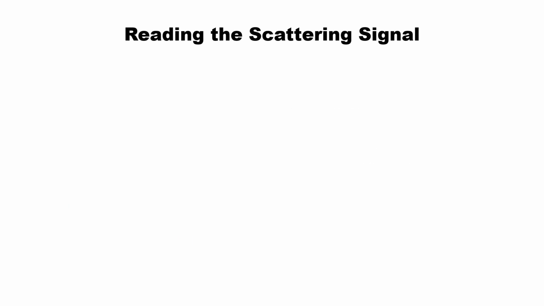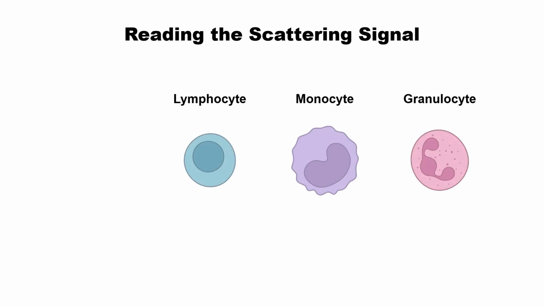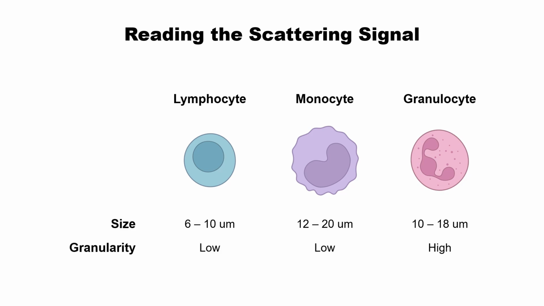The classical flow cytometry machines utilize a scattering signal to analyze the cells. The most common example is analyzing blood cells. Except for red blood cells, the white blood cells, so-called leukocytes, are immune cells, and they include lymphocytes, monocytes, and granulocytes. Size-wise, lymphocytes are smaller than the other two, and granularity-wise, lymphocytes and monocytes have few granules inside, but granulocytes, as the name implies, have a lot of granules inside.